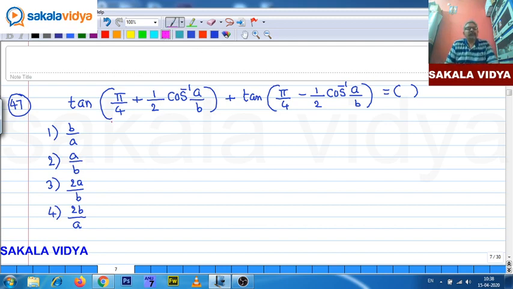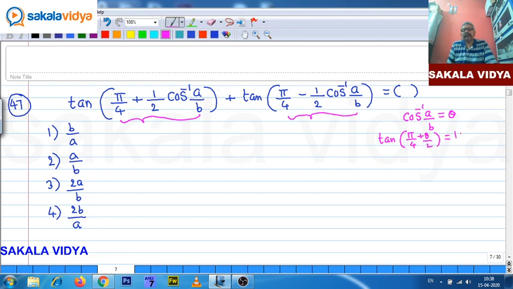Okay. tan(pi/4 + (1/2)cos⁻¹(A/B)) + tan(pi/4 - (1/2)cos⁻¹(A/B)). So first of all, let us say cos⁻¹(A/B) is equal to theta. Now we have tan(pi/4 + theta/2). Next, this is equal to, we can write, (1 + tan(theta/2)) / (1 - tan(theta/2)).